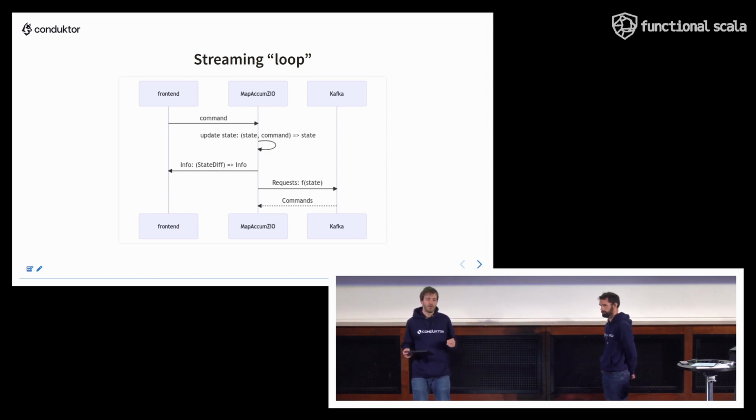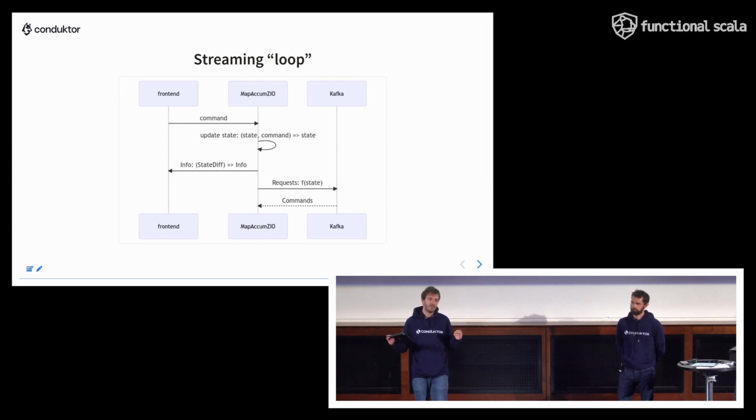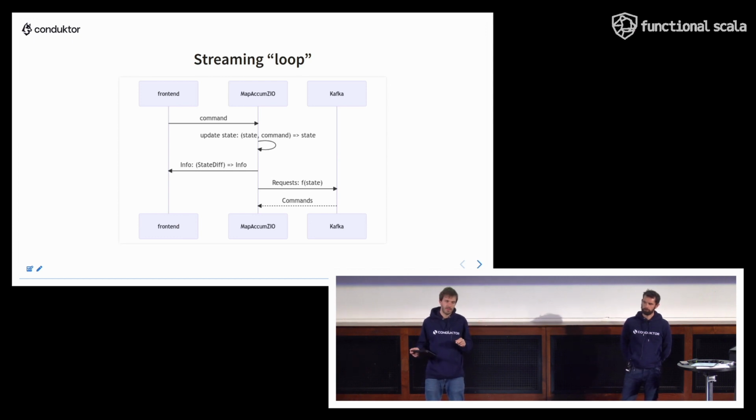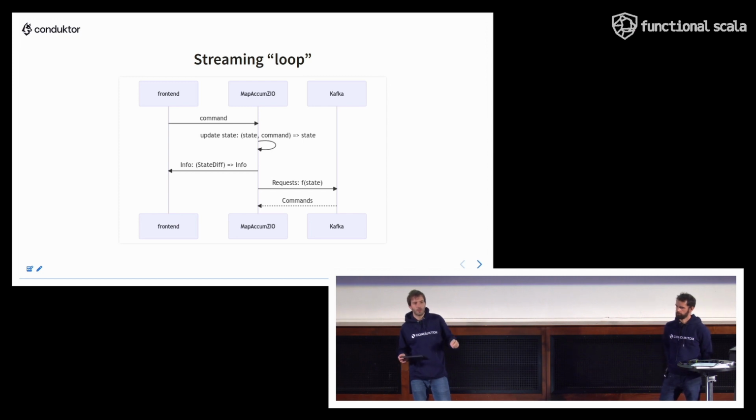And using this command, we take the state and we apply the command on it. It gives us a new state. And with this state, we can compute in a pure way a state diff. And we have another pure function that is business specific, that using this state can determine if you can send data to the front end or not. And another pure function that, taking this state, will compute the request we need to send to Kafka.